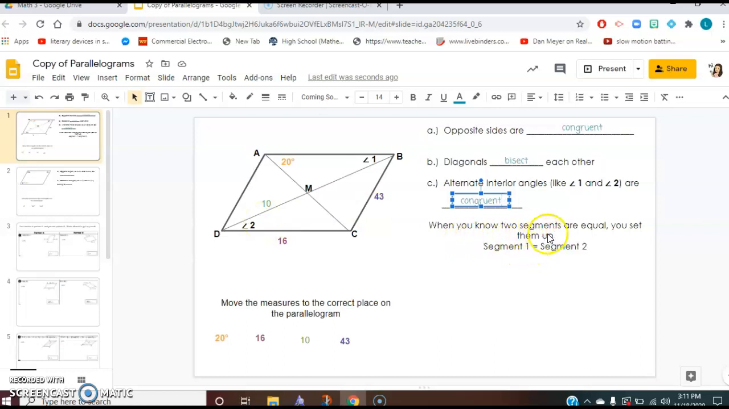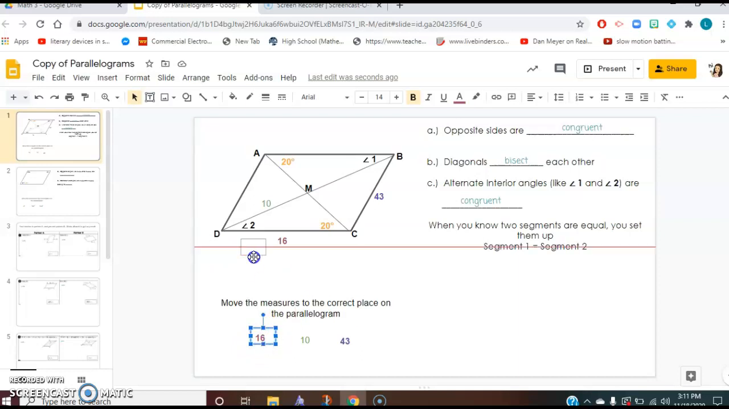So when we know two segments or two angles are equal to each other, we set them up segment 1 equals segment 2 or angle 1 equals angle 2. So see if you can move these where they belong in the picture of our parallelogram. So the 20 degrees would be an alternate interior angle to that angle, angle ACD.